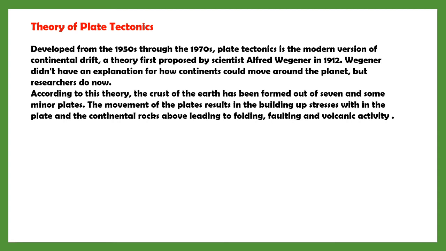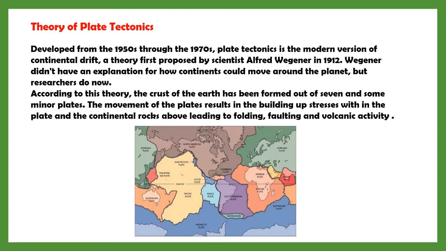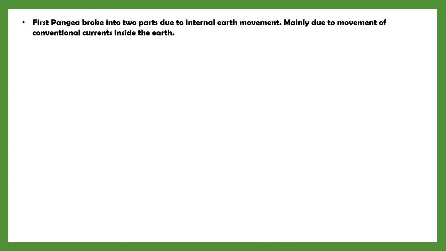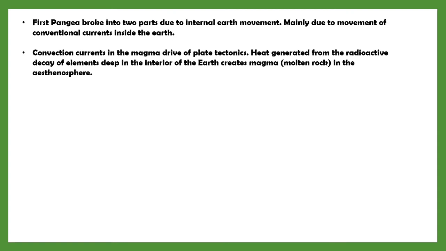The movement of these plates resulted in the building up of stress within the plate and the continental rocks above, leading to folding, faulting and volcanic activities. The first Pangaea broke into two parts due to internal earth movement, mainly due to movement of convectional currents inside the earth. Convectional current is the magma drive of plate tectonics.